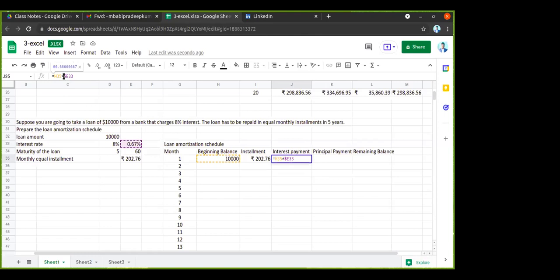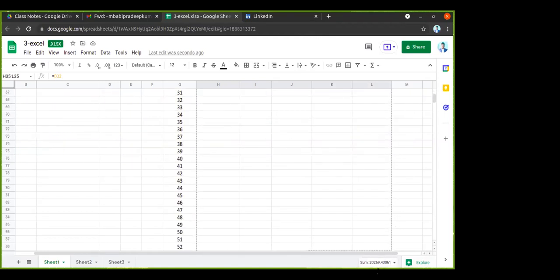Then the principal payment is nothing but the installment payment minus the interest payment. And the remaining balance is 10,000 minus the principal payment. Using Excel functions, we can find this for 60 months.